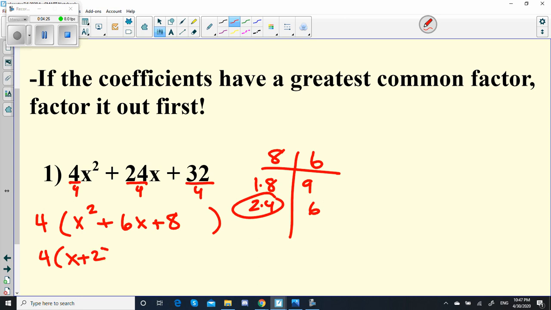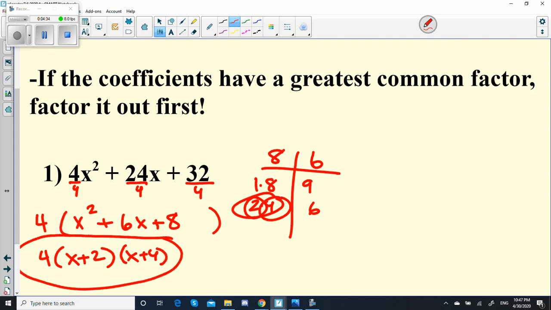So this is x plus 2 coming from the table, and x plus 4 coming from the table as well right here. So this is my answer. And if I wanted to check it, I could FOIL the binomials and then distribute the 4, and it would come out the same as it started. But I don't want to do that.